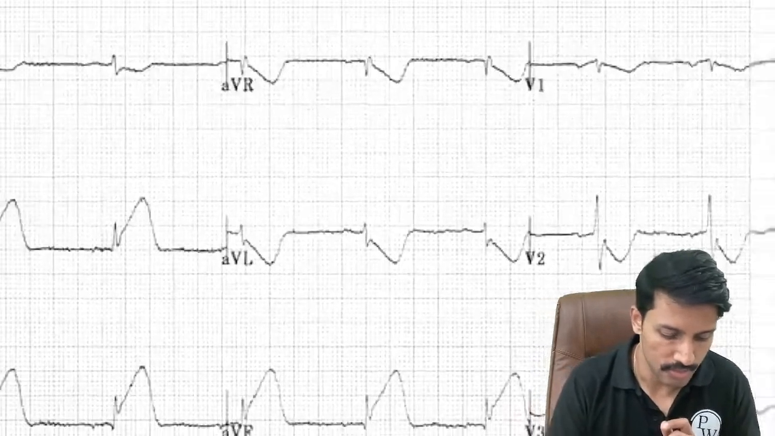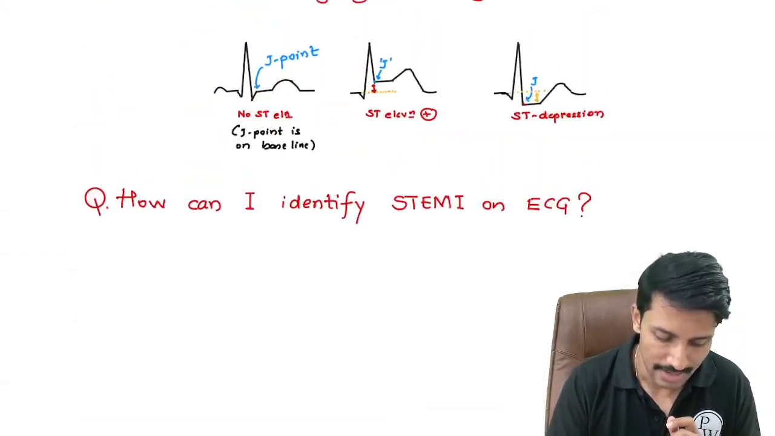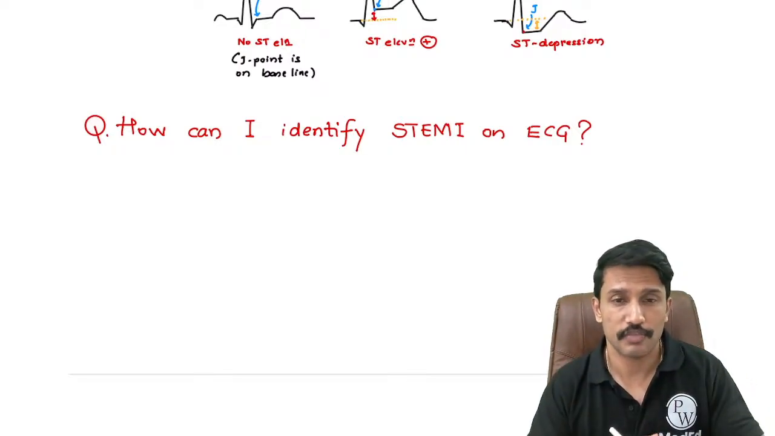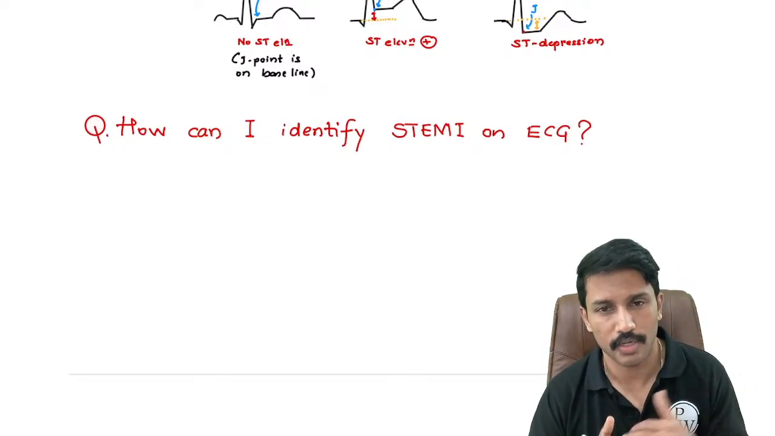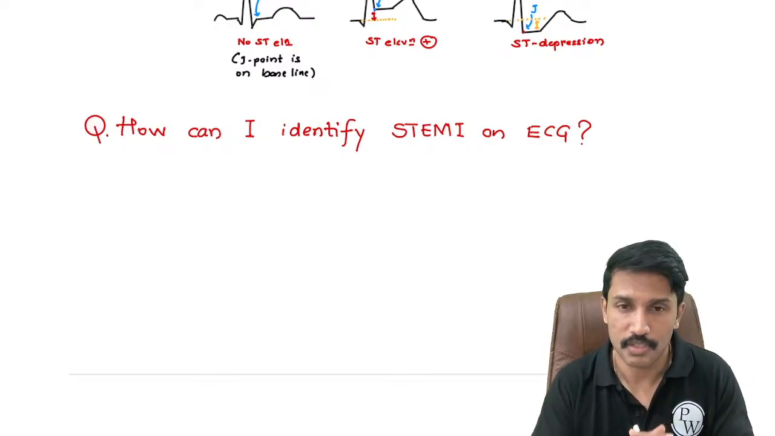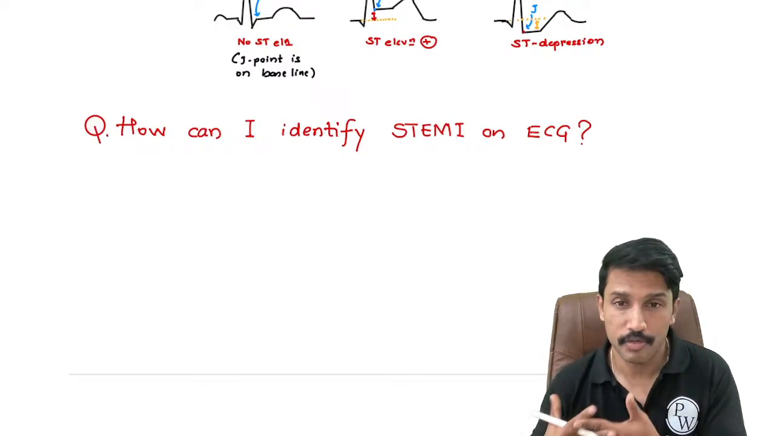So now we know how to identify ST elevation and depression. But then there are n number of causes for ST elevation. It can happen in electrolyte abnormalities. It can be a normal variant. It can happen in patients with early repolarization, left bundle branch block.